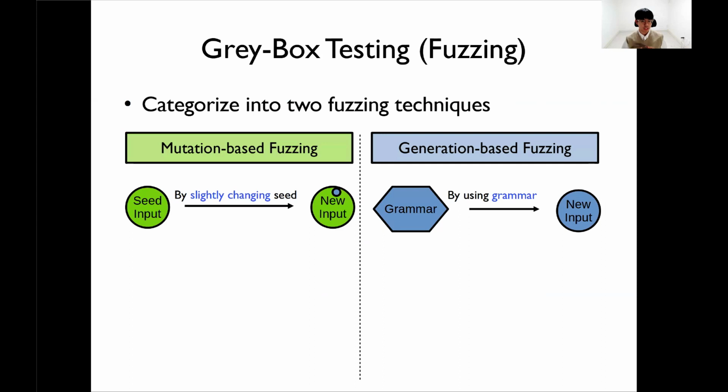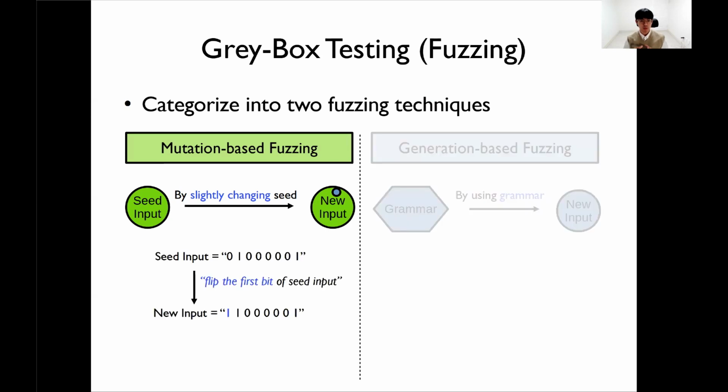So in general, gray box testing or fuzzing techniques are classified into two different styles, namely mutation-based fuzzing and generation-based fuzzing. The difference between the two techniques lies in how they generate the test cases. First, a mutation-based fuzzer takes valid seed inputs such as an XML file, MP3 file, or PDF file, and generates the test cases by slightly changing these valid seed inputs. The second, a generation-based fuzzer, takes a grammar as an input, not a valid seed input, and generates test cases using this grammar.